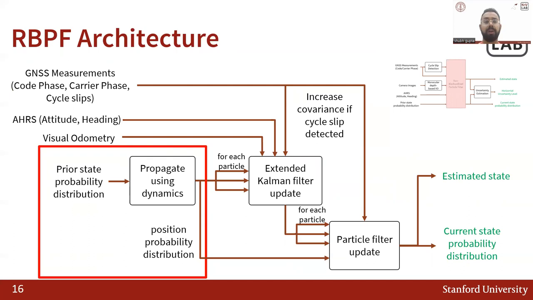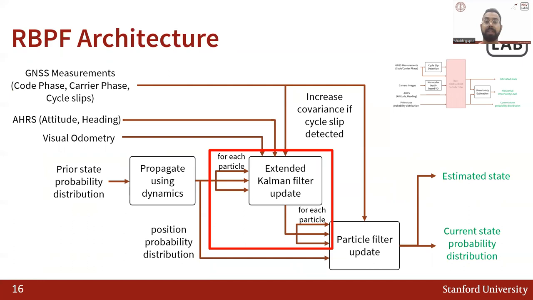Along with that, a component of this propagated state probability distribution, which is specifically associated with the position part, is passed to a particle filter as well. Using the propagated state probability distribution that is passed to the filter, as well as the measurements and features detected from the previous steps, we apply an extended Kalman filter update to compute the updated state probability distribution. And we do perform this step for each particle, as is done in the Rao-Blackwellized particle filter.